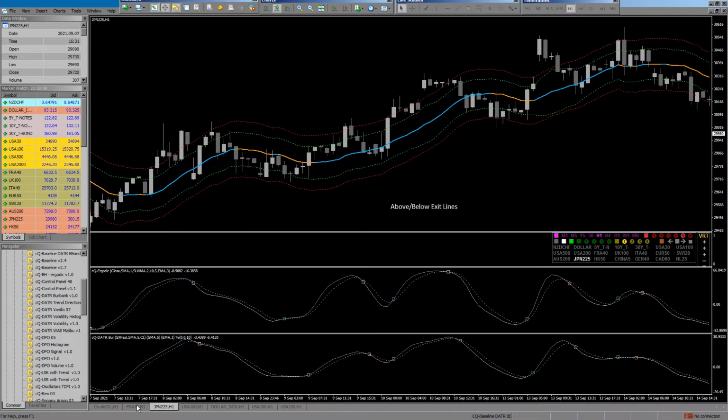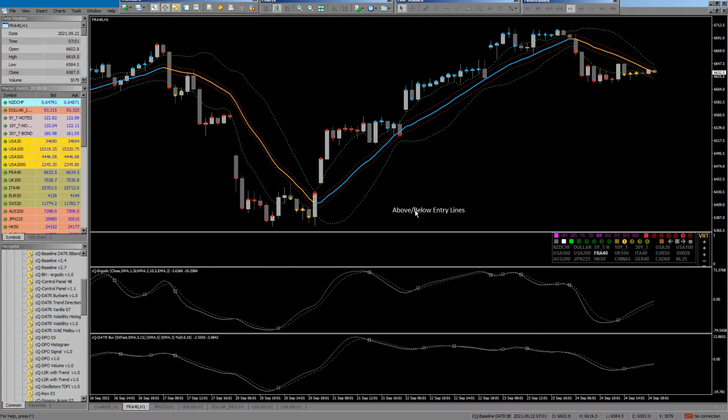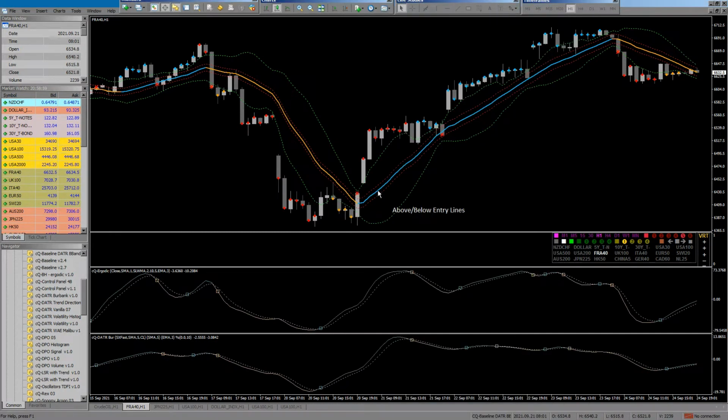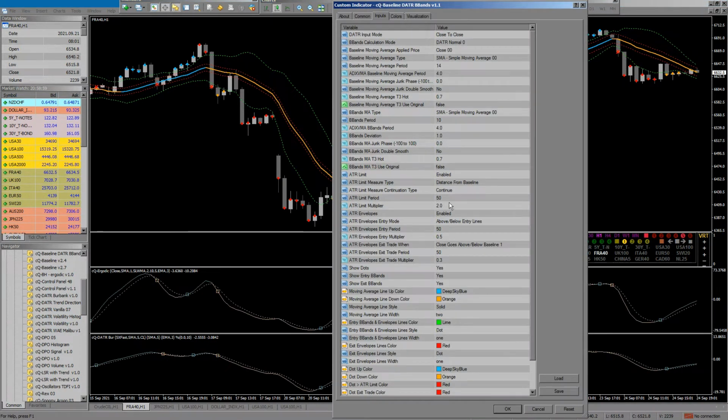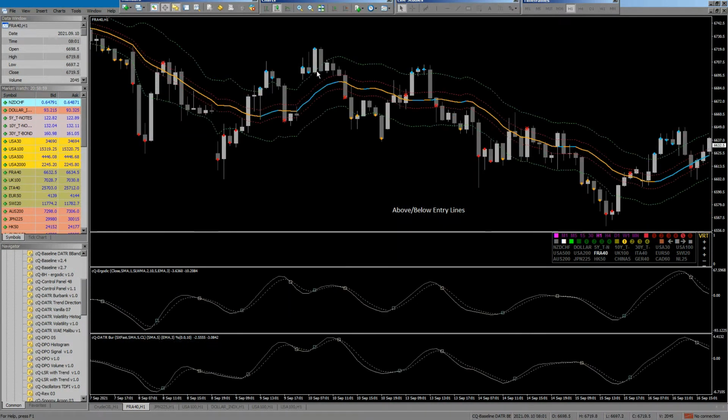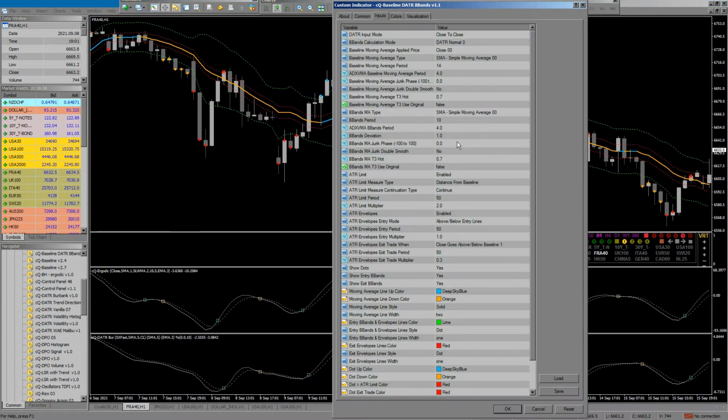And this is also very noticeable on this, the above, below the entry lines. Right now, the entry multiplier is set at 0.5. And you can raise it, say put it to 1. And what it's going to do is if the Bollinger Band falls below that envelope, then it will display the envelope value. Or if it falls above this lower level, it will display the envelope. So that's another way of helping reduce the amount of false entry points. That's what this value right here is for.